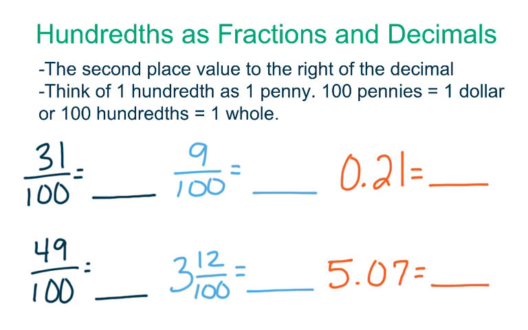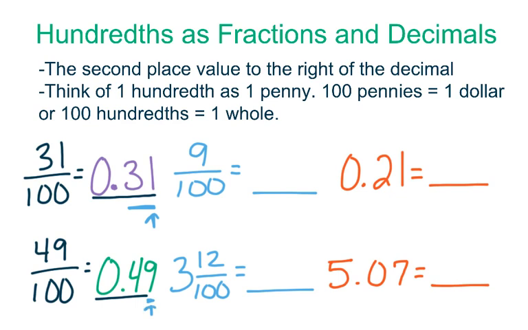Because we don't have anything in our ones place, we're going to place a 0, we're going to place our decimal, and then we would write 31. Now we read this as 31 hundredths because we read the last place value of the decimal. So 31 hundredths because that 1 is located in the hundredths place. Our next one is 49 hundredths, so I would rewrite that as 0.49. And again, we read it as 49 hundredths because that 9 is located in the hundredths place.